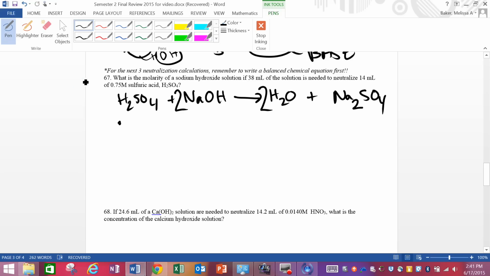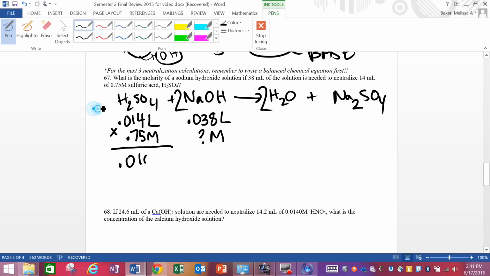It says we're trying to neutralize 14 milliliters of a 0.75 molar acid. And we're neutralizing a mystery concentration of 38 milliliters of the NaOH. The one you know 2 things about, multiply them. Molarity times liters. This is going to tell you how many moles of H2SO4 you had to add to neutralize your mystery.